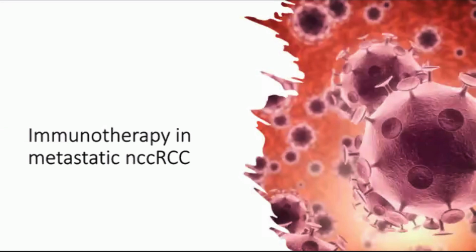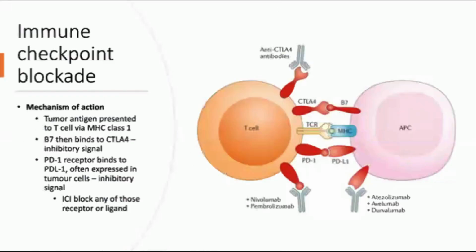So studies started looking at those same drugs in the non-clear cell RCC setting. So here we're just going to go over the mechanism of action of immune checkpoint blockade. The activation of T cells first requires an antigen-presenting cell, or here on the image you can see APC, like a dendritic cell, to present an antigen.